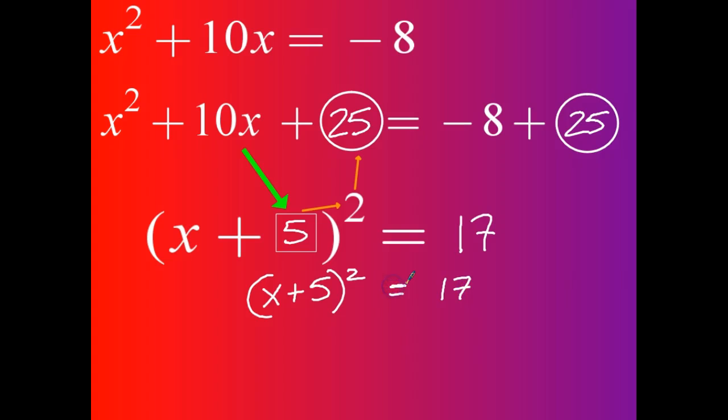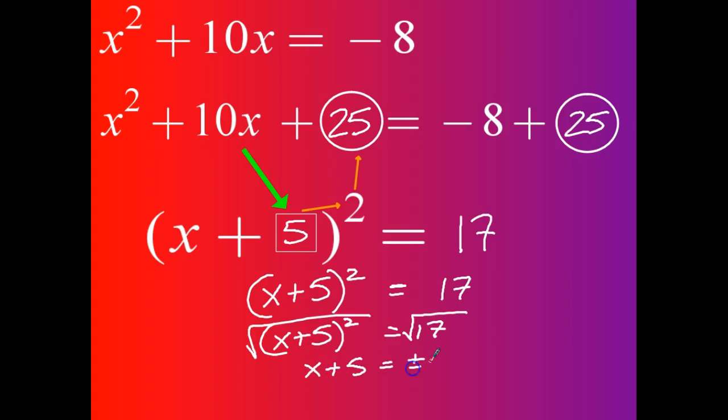From here, I can take the square root of both sides, and I'm going to get x plus 5 is equal to plus or minus the square root of 17. So x is equal to negative 5 plus or minus the square root of 17. Now I just solved it. If you want to use a calculator, or you can estimate, the square root of 17 should be about 4.1. And then you could try graphing it. We could plot the x-intercepts.